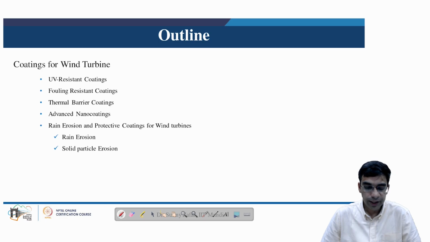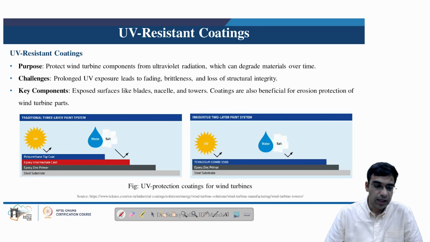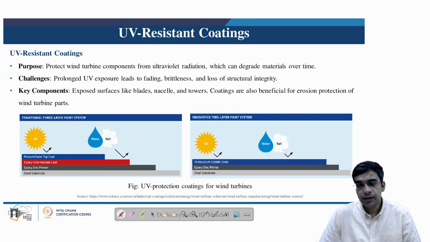erosion and protective coatings for wind turbines. We will also understand how rain droplets cause rain erosion and the phenomenon of solid particle erosion, to which the wind turbine blades are greatly exposed during their service conditions. So the first type of coating in today's lesson is the ultraviolet resistant coating.